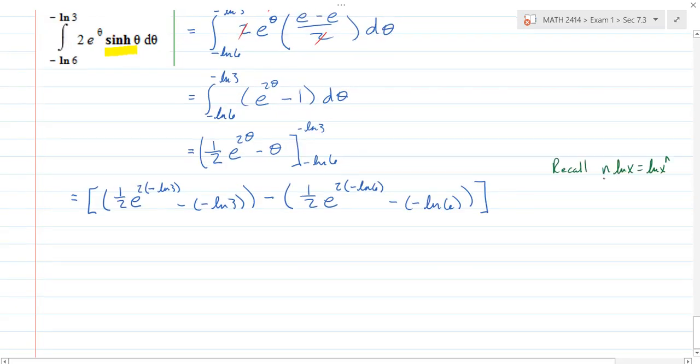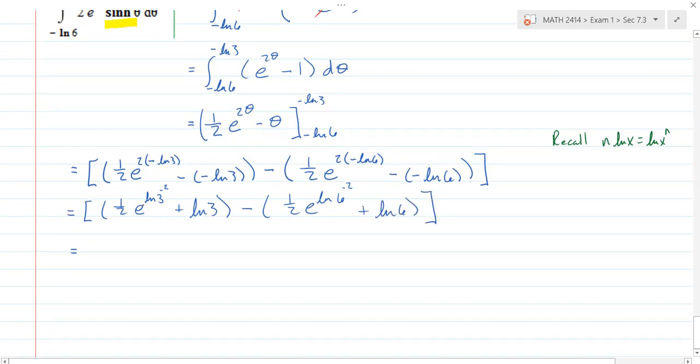Do you remember the power rule for logs? It says that if you have a constant times the natural log of a variable, that's equal to the natural log of the variable raised to that constant power. I'm going to use that to rewrite this. So this becomes 1/2 e to the natural log 3 raised to the negative 2. Minus a negative becomes plus natural log 3. Minus 1/2 e raised to the natural log 6 raised to the negative 2 plus natural log 6.